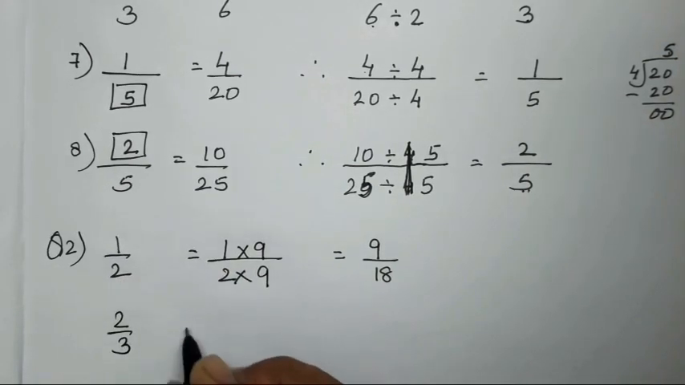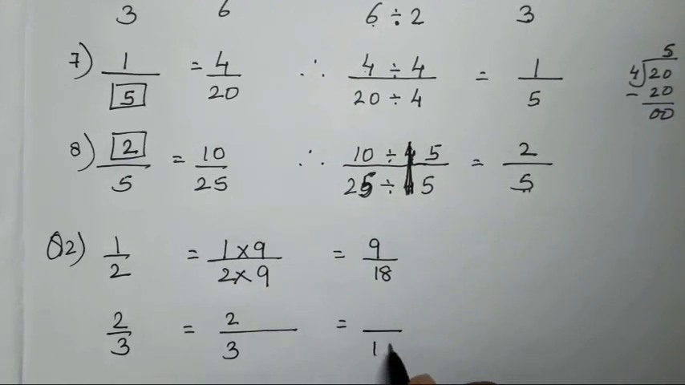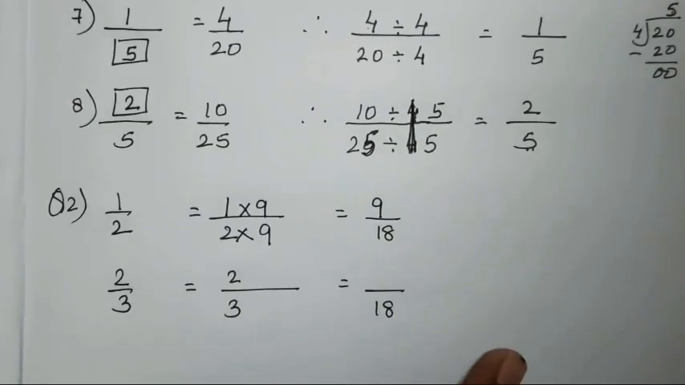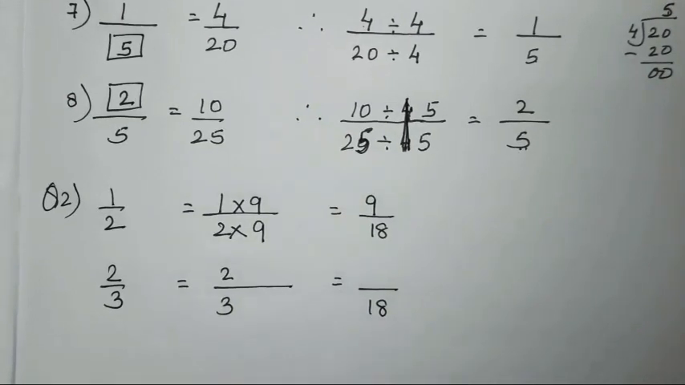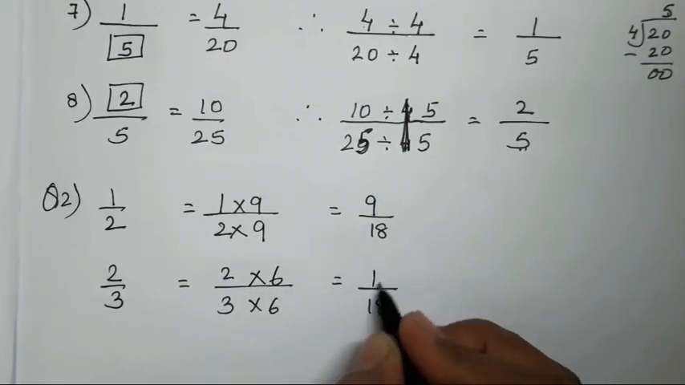Second is 2 upon 3. So 2 upon 3. How are you going to get 18? Because denominator 18 we need, isn't it? So 3 6s are 18. 2 6s are 12.